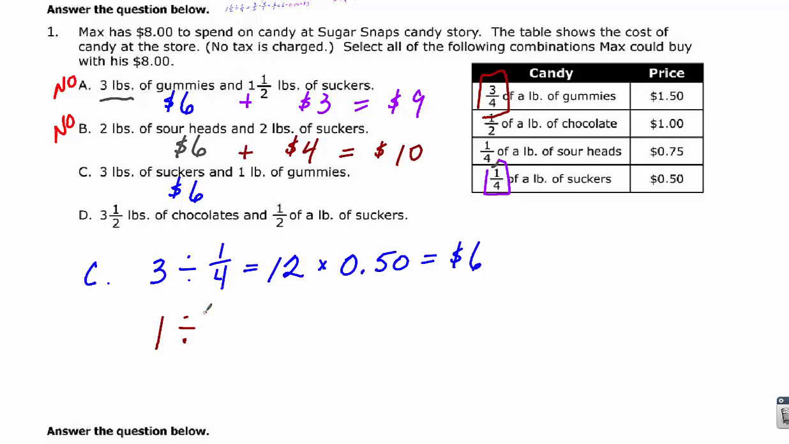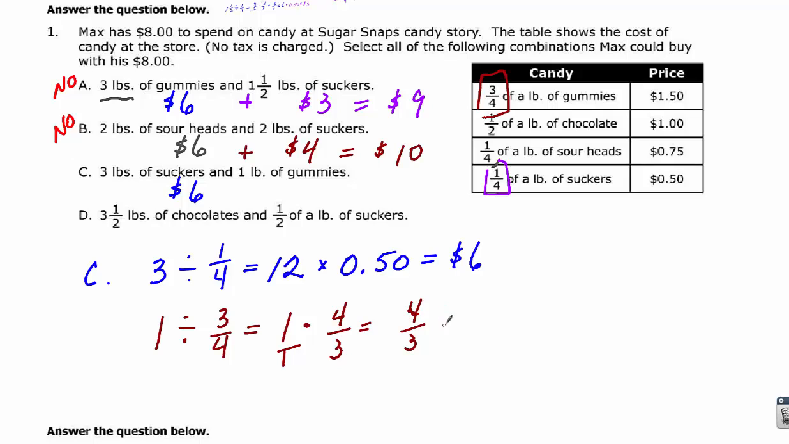So if we're going to buy 1 pound of gummies, and gummies are sold by the 3/4, we're going to have a little more than that $1.50, but not as much as $3. So we're going to be dividing that by 3/4. How many times does 3/4 go into 1? Well, it goes in more than 1 full time. So here's where we're really going to need to use our multiplication. We're going to have this. Can't simplify anything. We have 4 over 3.